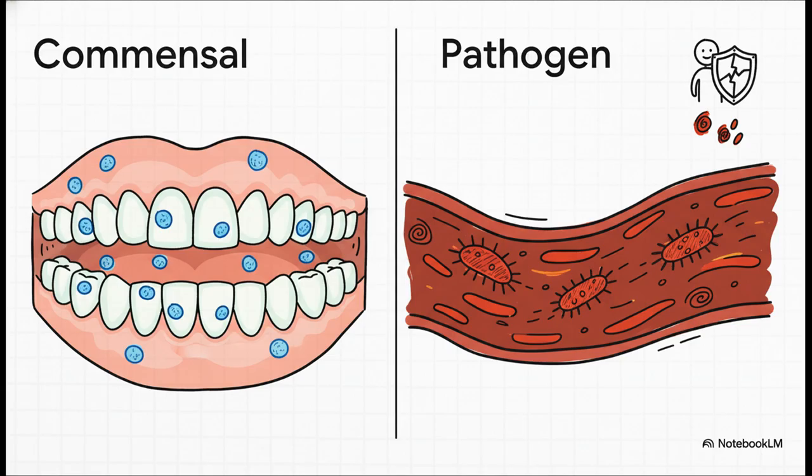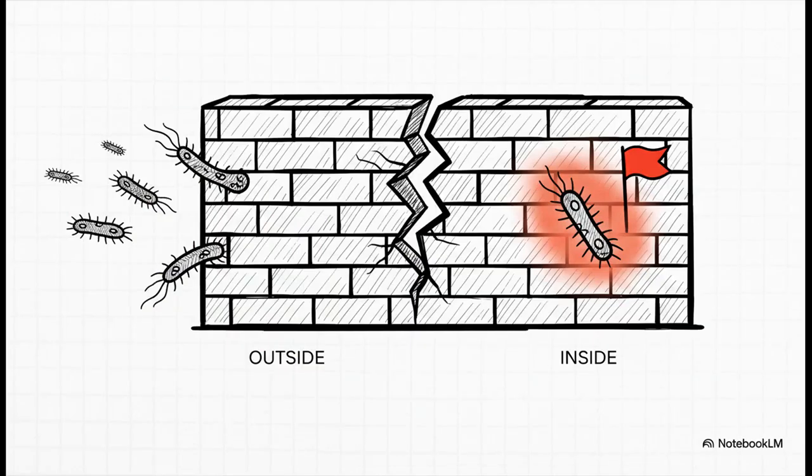But when a patient's defenses are down, it can become a really dangerous pathogen, causing systemic infections like bacteremia and septic shock. And these severe cases, they almost exclusively happen in severely immunocompromised patients. This right here is probably the single most important clinical concept to take away from this entire explainer.